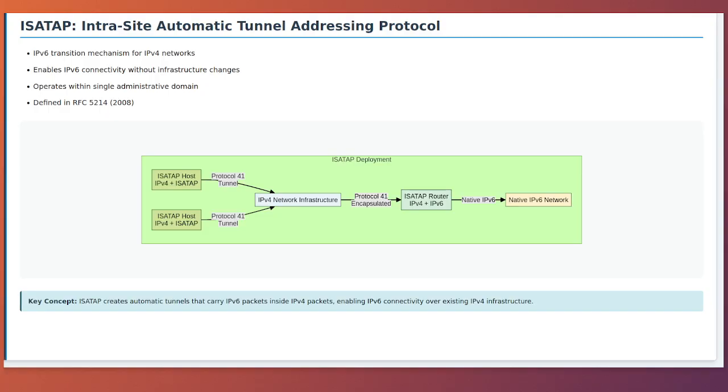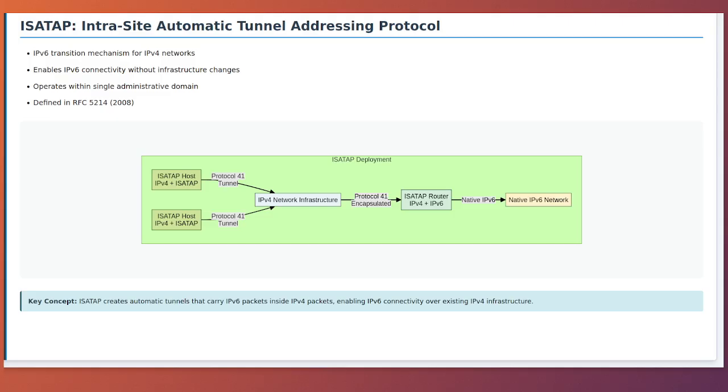Today we are diving deep into ISATAP, which stands for Intra-Site Automatic Tunnel Addressing Protocol. ISATAP is an IPv6 transition mechanism that was developed to solve a very specific problem during the long transition period from IPv4 to IPv6. This protocol is particularly important in enterprise environments where both IPv4 and IPv6 need to coexist seamlessly within the same network infrastructure.